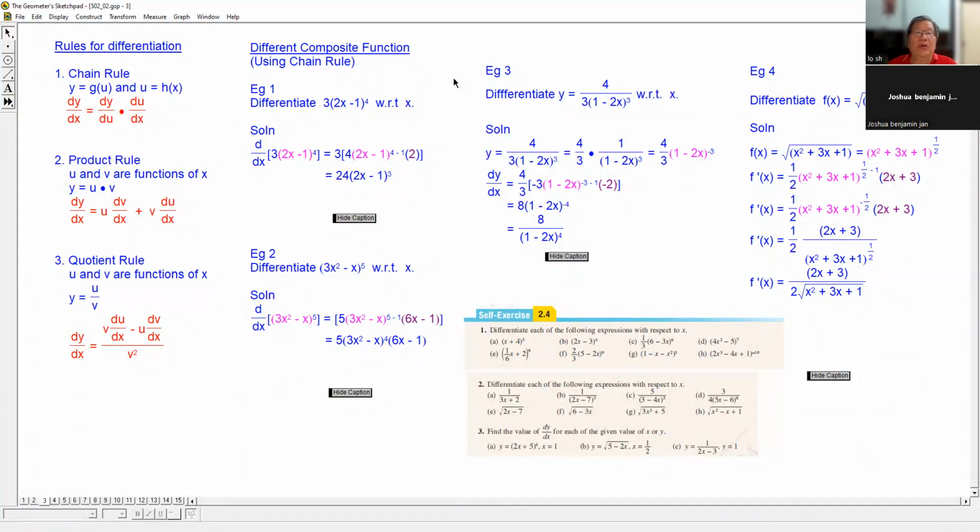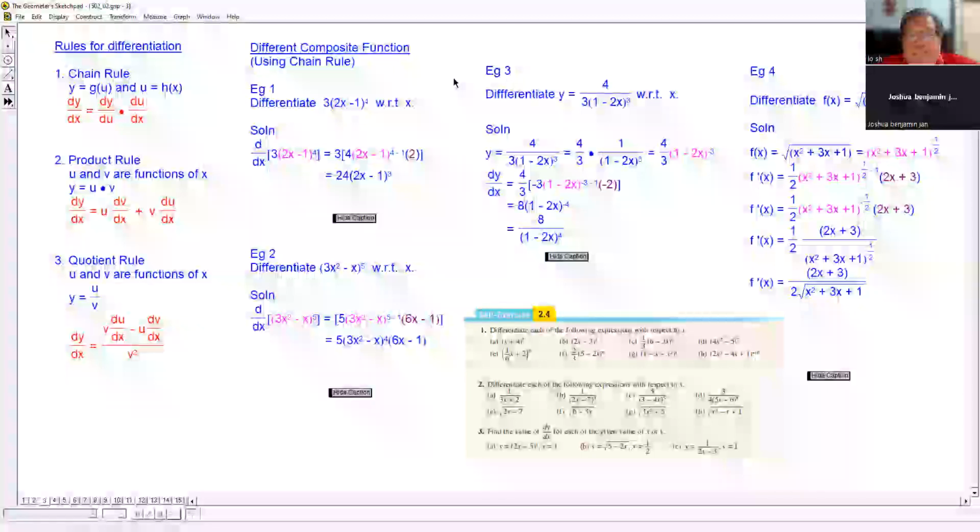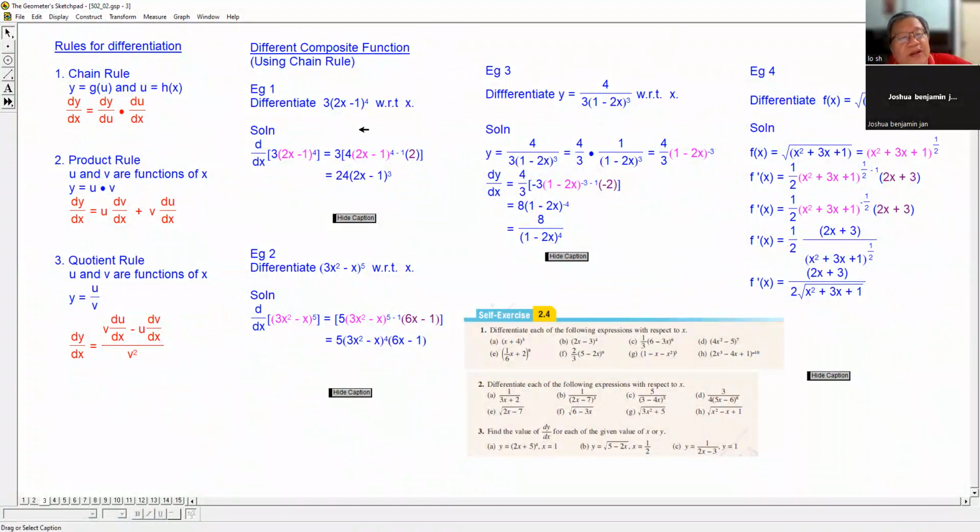Okay, so we're going to look at the second question. How do you know we are going to use the chain rule? You look at it this way. Because there is a bracket, and this bracket is raised to the power of 5. So I cannot do anything. If you want, you have to use the binomial theorem. I don't use the binomial theorem. Just differentiate straight away. How to differentiate?